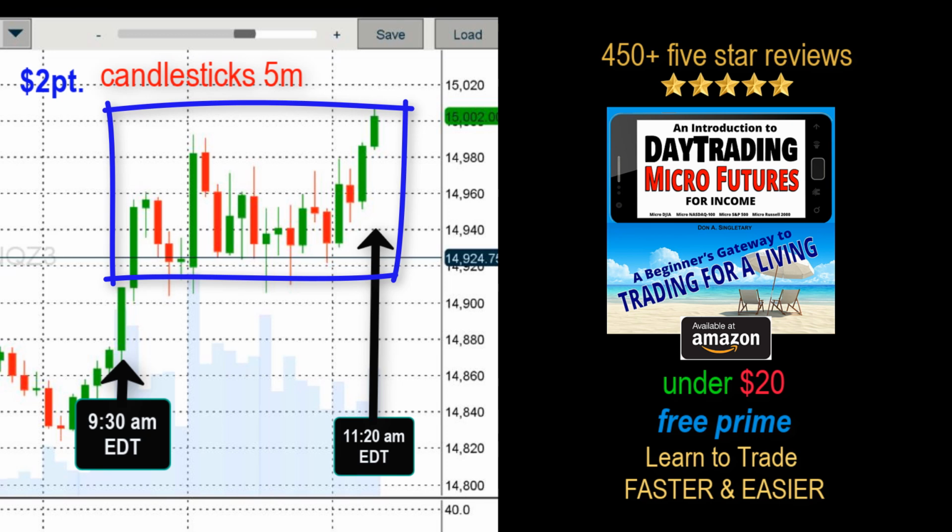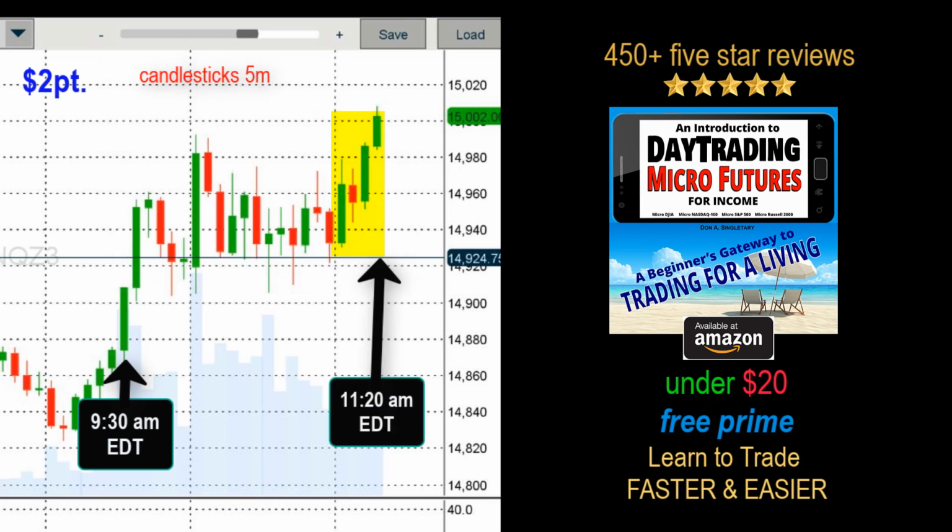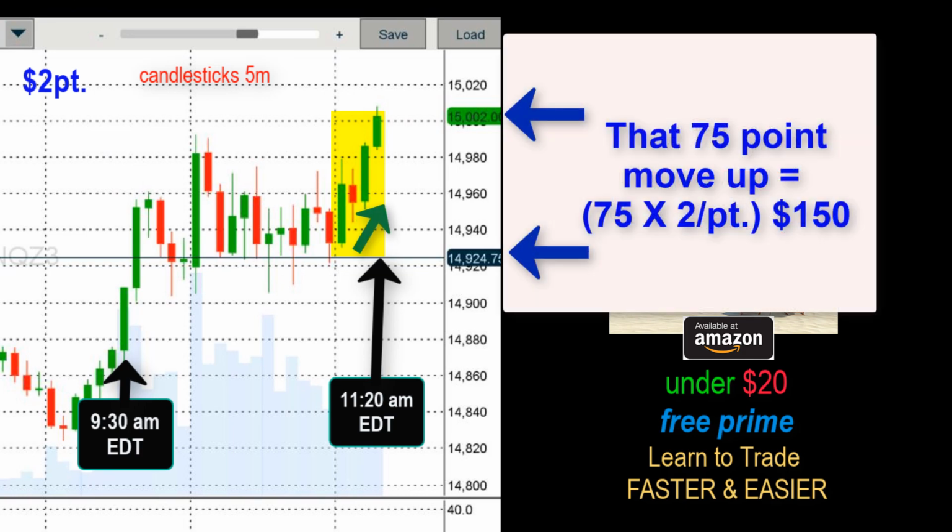Okay, the trend's been up since 9:30. Look at the last 4 most recent candlesticks. 3 of 4 of them are green. Definitely the market's going up. Look at the amplitude, it's gone up. It's gone from 14,925 up to over 15,000. That's a move of about $150.